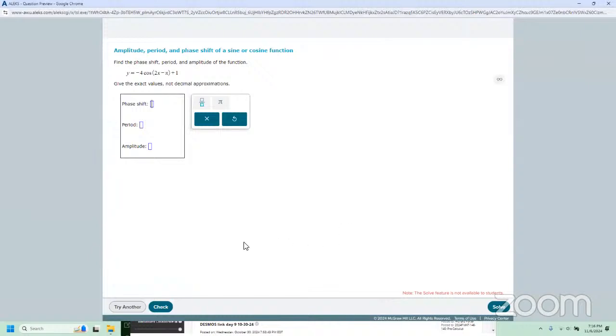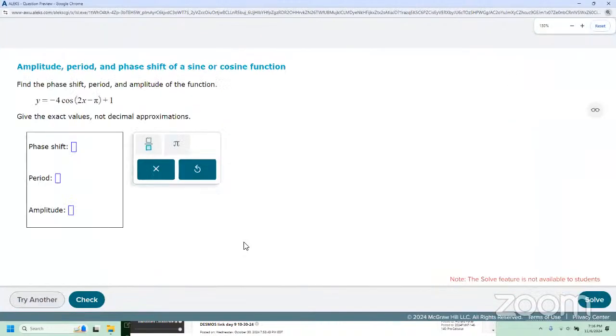Joseph, can you do me a favor and tell me what the amplitude of this is? It's going to ask you for the phase shift, period, and amplitude, but the amplitude is the easiest. What's the amplitude here, Joseph? The amplitude? Yes.